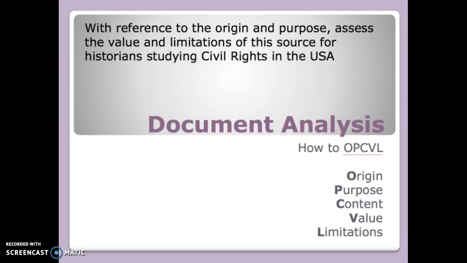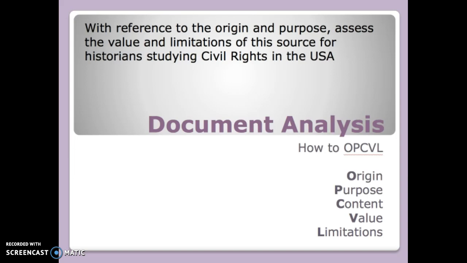So OPCVL, what you're really looking to do is link the origin, purpose and content and say why those three things make the document valuable, and then have a look at the origin and purpose. And so sometimes you can do content and see what problems or limitations there are with it. So I'm going to take you through a step-by-step process to do a document evaluation.